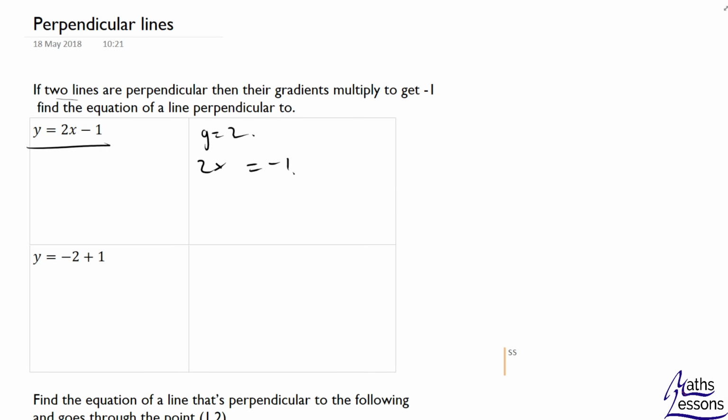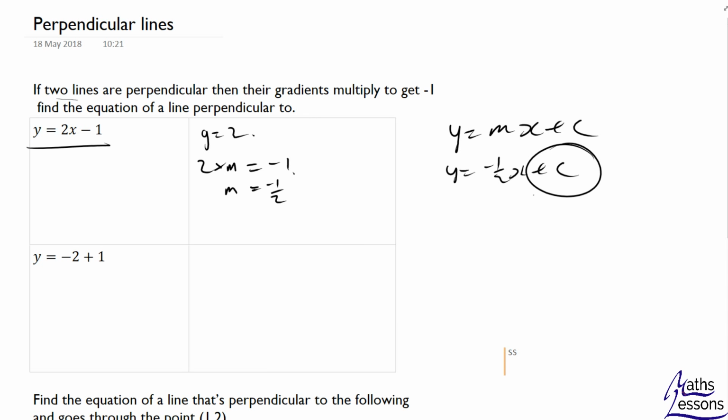The gradient we want, let's call it m. That's the letter we're used to in the equation. So 2 times m must equal minus 1. So we divide by 2, we get m equals minus a half. Now remember the equation of a line is y equals mx plus c. And for it to be perpendicular, we know it's going to be y equals minus a half x plus c.